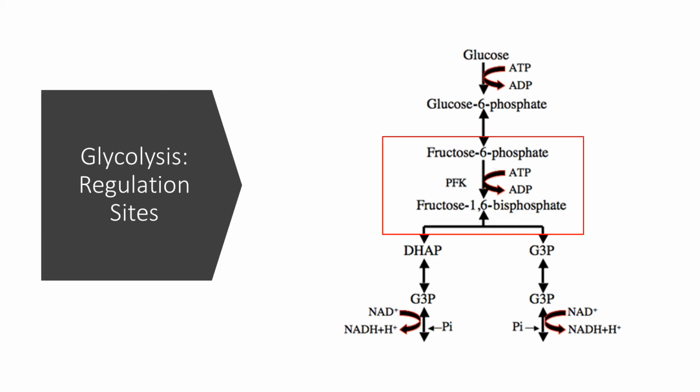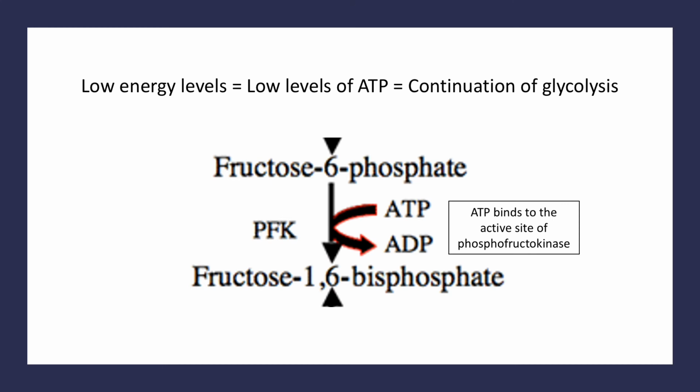So the first site in the pathway that we're going to talk about is the conversion of fructose 6-phosphate into fructose 1,6-bisphosphate by the hydrolysis of ATP in the phosphofructokinase enzyme. So during fermentation, when oxygen is absent, the aerobic pathway does not produce enough ATP and energy levels are low. When ATP levels are low, ATP will bind to the active site of the PFK enzyme. ATP will be hydrolyzed, and the phosphate group is added and creates the product fructose 1,6-bisphosphate.